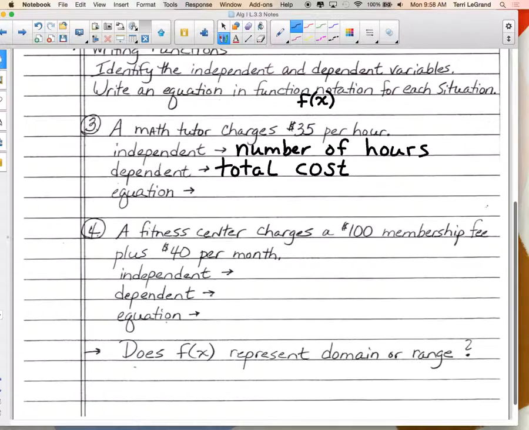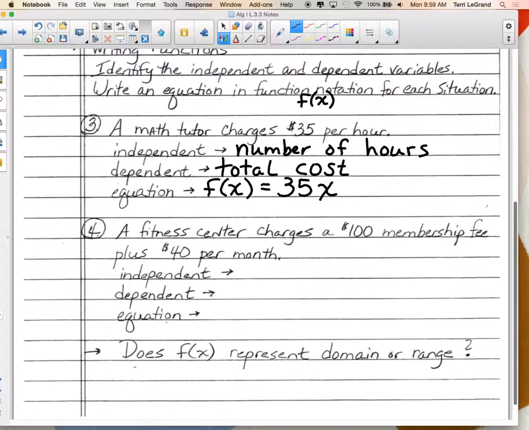And what would the equation then be? How would we determine y? f of x is equal to 35x. f of x, the dependent variable? Remember, f of x is the same as y. So f of x is equal to 35x because you have to take $35 times however many hours you're going to hire the math tutor for. So if you're going to have the math tutor for 10 hours in a month, it's going to cost you $350. f of x would be $350.